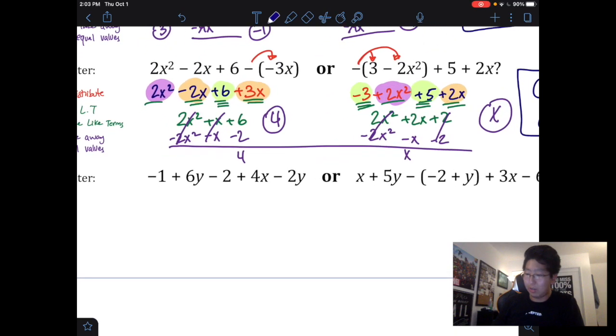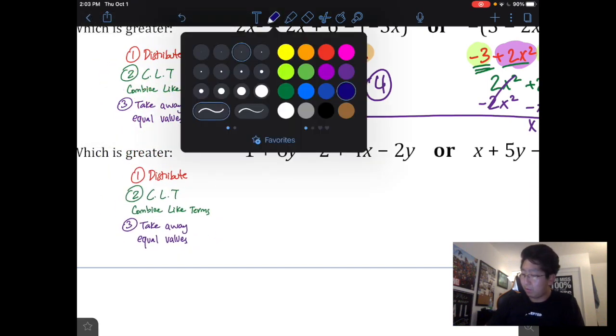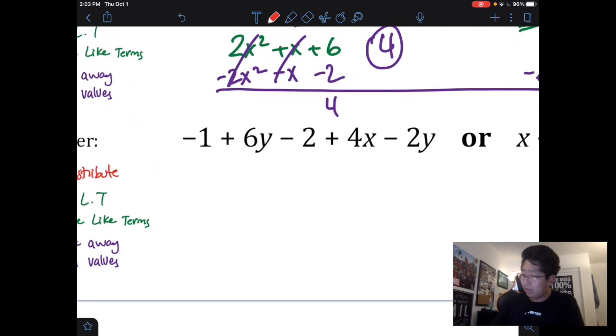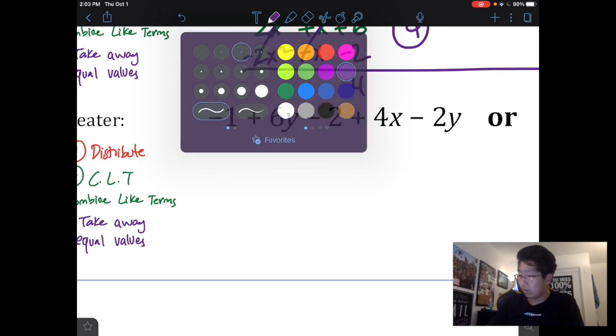Let's go ahead and go to the last one. I'm going to go ahead and copy this, duplicate. All right. Let's look at this first problem, first side. Can we distribute? Is there anything to combine here? Is there any opposite land? Is there anything to distribute? No, I don't see anything. So I'm going to go ahead and just copy the problem.